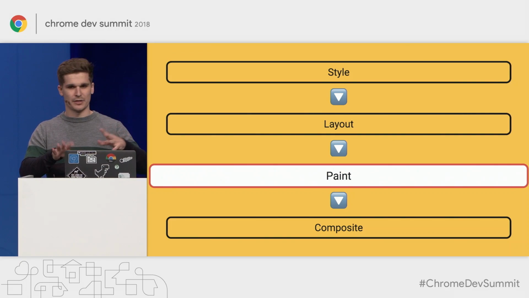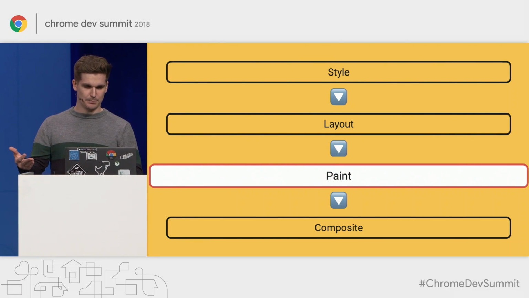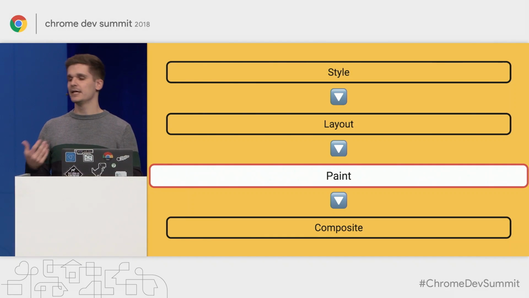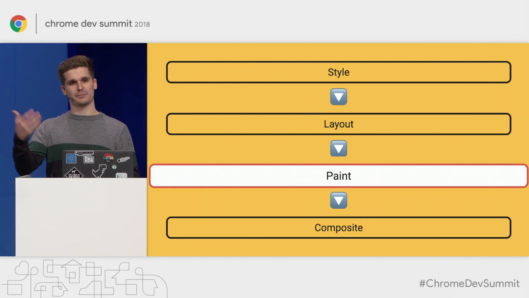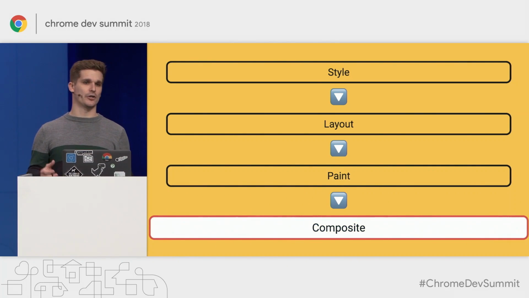Sometimes elements get on their own piece of paper, which is called a layer. And once we're done painting, respecting things like background color and the text color and the border color, we can give all of these pieces of paper to the compositor and put them together into the page that you will see on your screen.